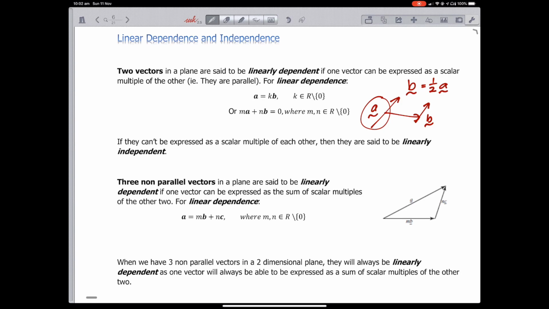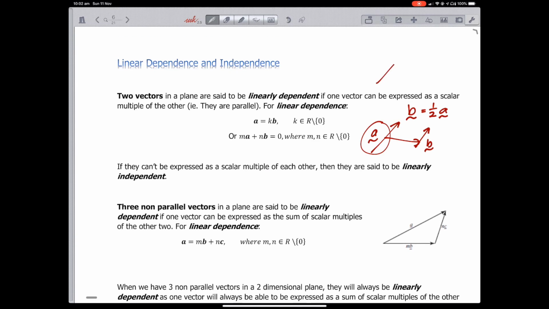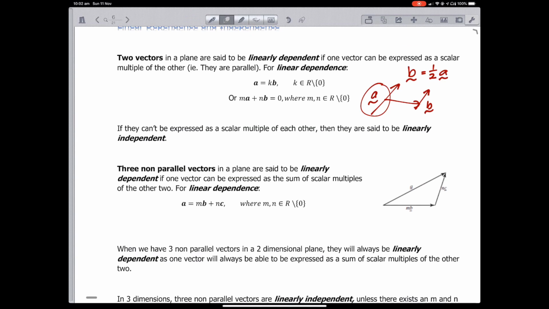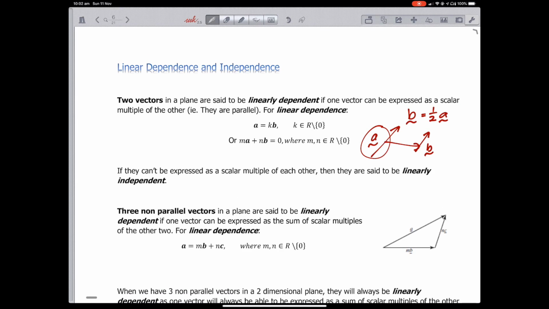So when we've got two-dimensional vectors in a two-dimensional plane, they'll only ever be linearly dependent if one is a scalar multiple of another, i.e. they're collinear. Actually, they don't have to be collinear. They will be collinear if they share a point. But if they don't share a point, they will be linearly dependent, basically, if they have the same gradient.